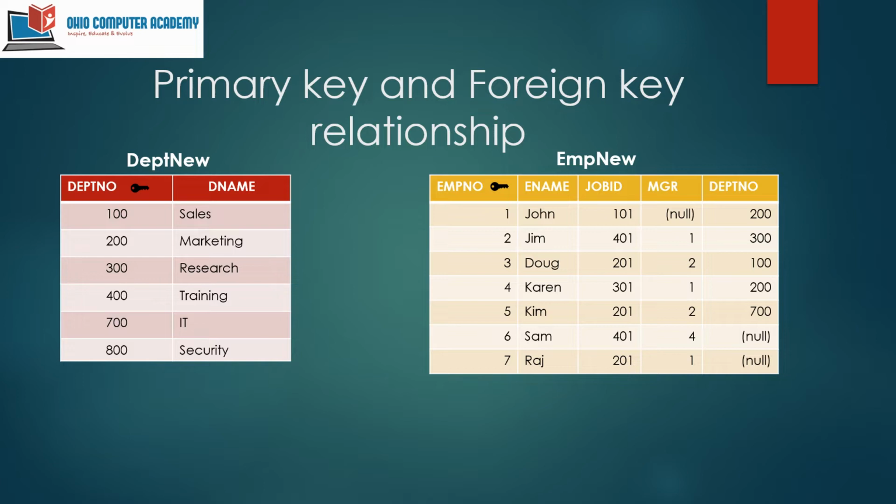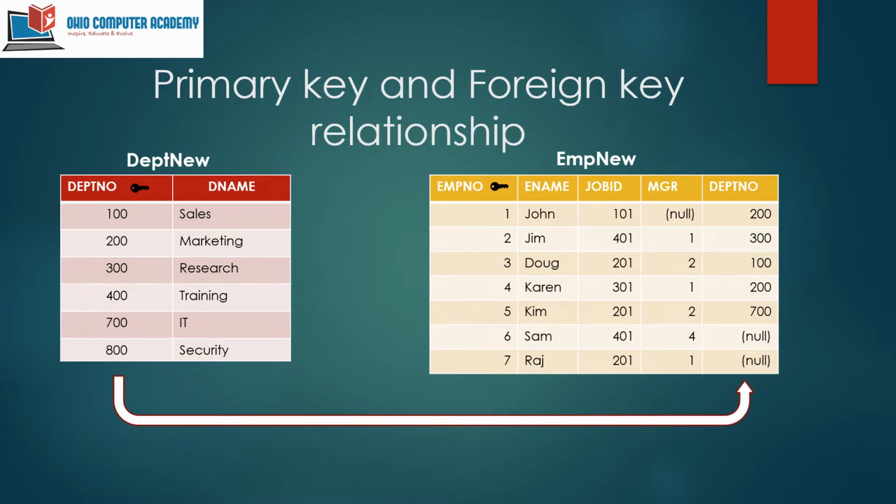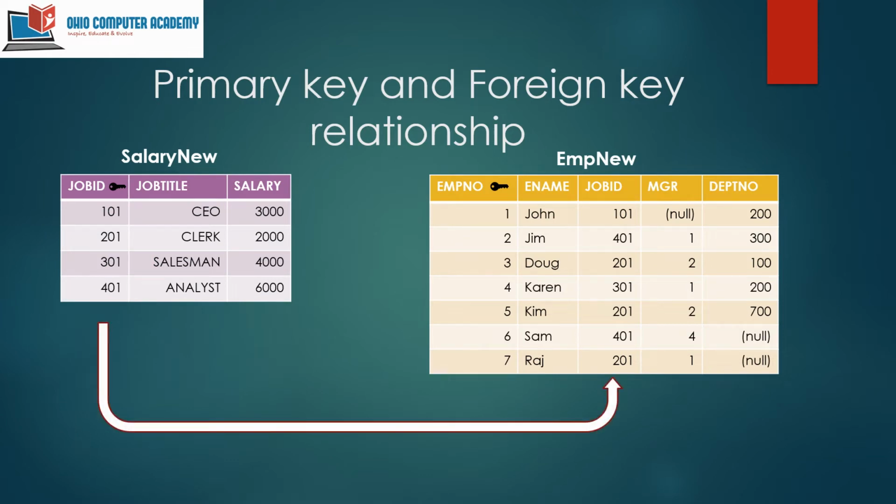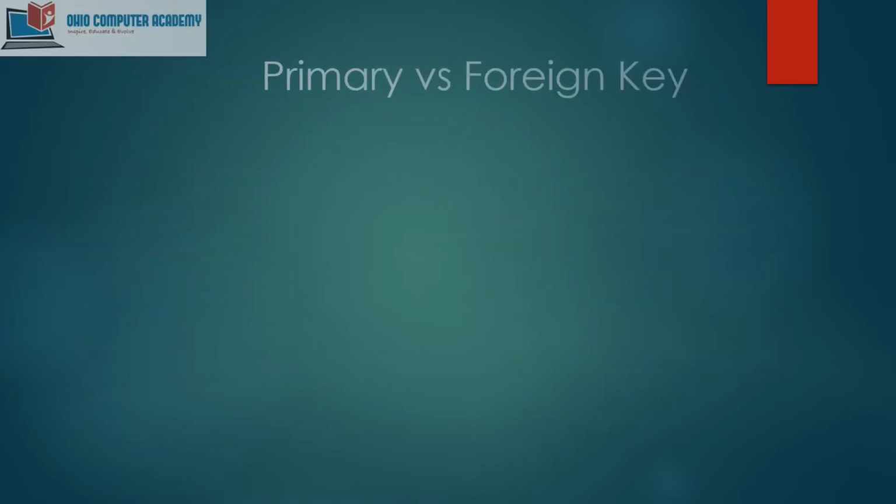In these two tables, department number is the primary key in department new table and it is the foreign key in the employee new table. The tables are related using these keys and can be joined to retrieve additional information from them. Similarly, salary new and employee new are related by job ID, where job ID is the primary key of salary new and is a foreign key in employee new table.